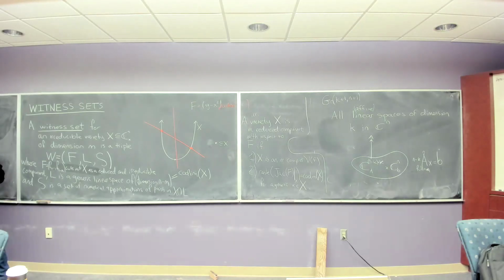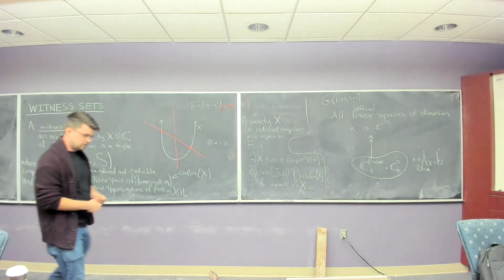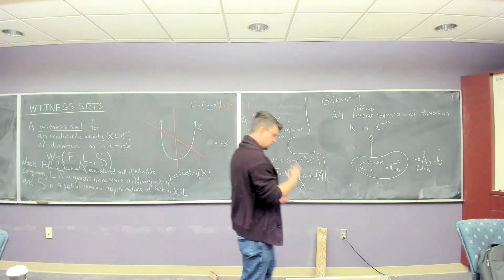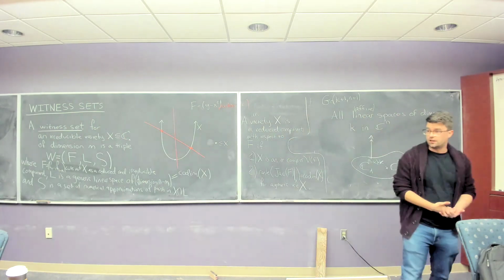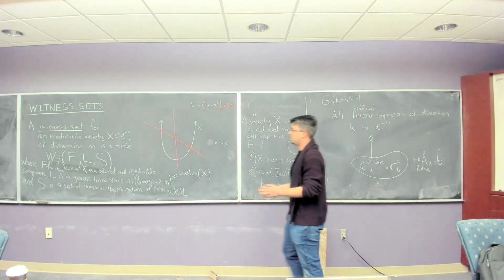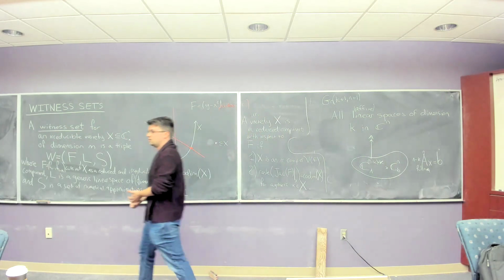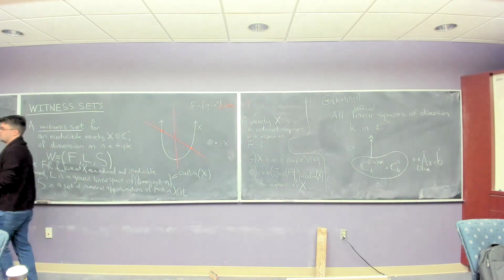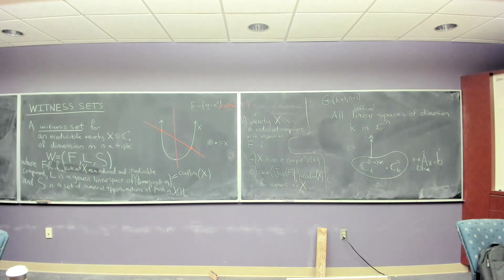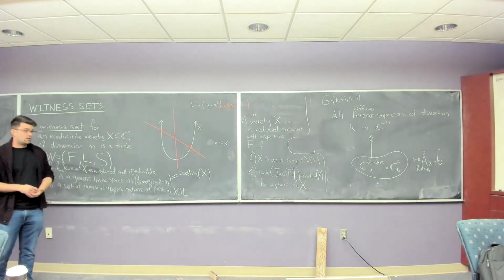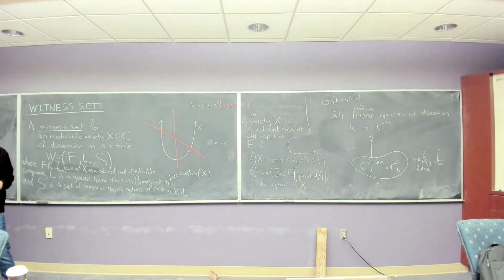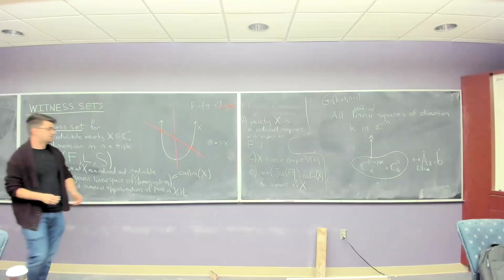Okay, so far, what is a witness set? A witness set is a triple, including equations which cut the variety you care about out in a not weird way, a linear space of some appropriate dimension, randomly chosen, and S, a collection of numerical approximations for the finitely many points in this intersection.